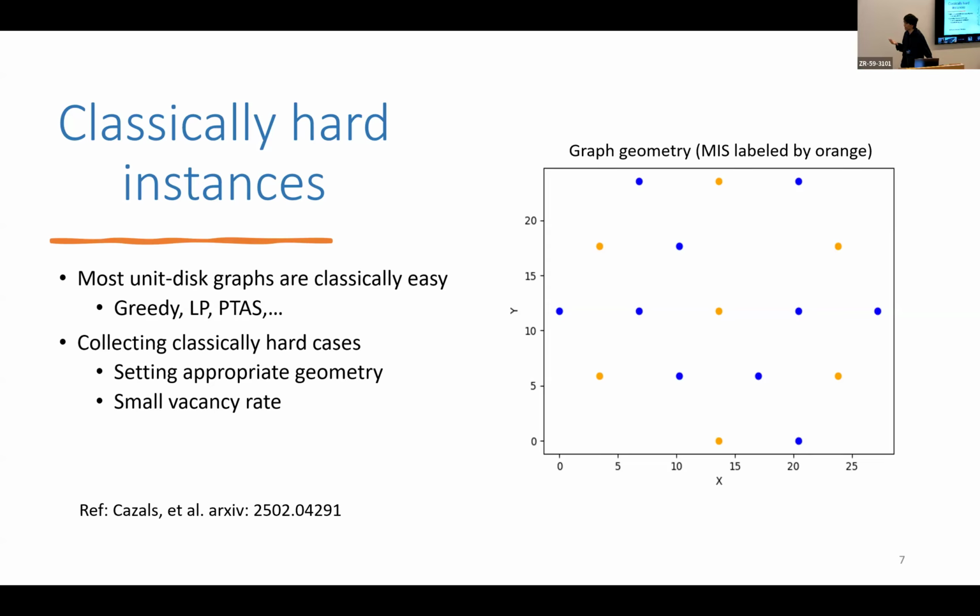And this is one example of such a construction. The lattice structure is just a triangular lattice with this hexagon shape, and we randomly drop sites from that. And here we drop two sites from that, and we find this kind of graph is hard for classical algorithms, to find a polynomial algorithm to find its MIS.